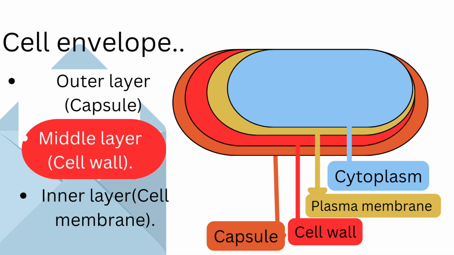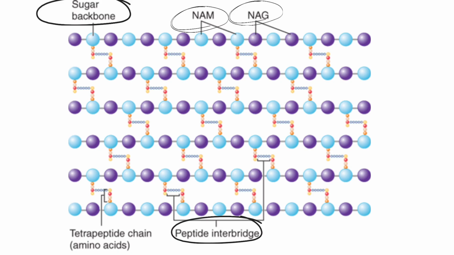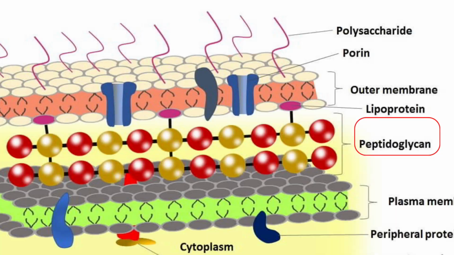The middle layer is called the cell wall. The cell wall composition varies between different kinds of cells. It's typically made up of peptidoglycan. In the bacterial cell wall, N-acetylglucosamine, NAG, and N-acetylmuramic acid, NAM, are polymerized to form the glycan backbone of peptidoglycan. This backbone is then cross-linked by short peptide chains, creating a mesh-like structure that provides strength to the cell wall. This structure is essential for maintaining cell shape and integrity.